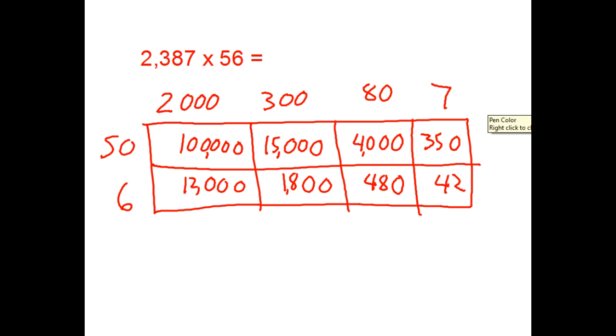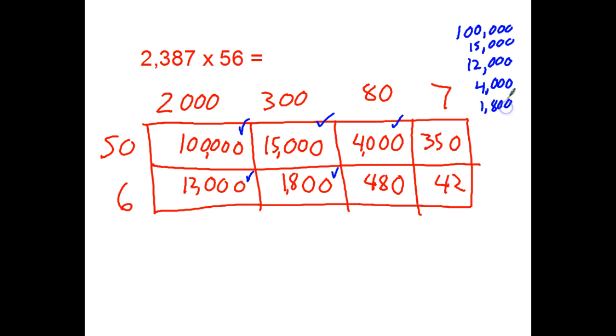Now I need to add all of them together. So I've got 100,000, 15,000. I should be checking these off to make sure I'm not skipping any. 12,000, although when I put my comment there, it almost made that look like a 3. 4,000. 1,800. 480. 350. And 42.